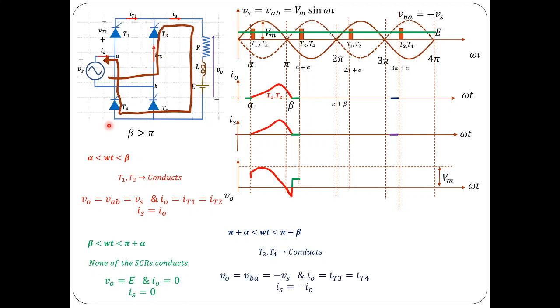So during this period, what is the voltage across the load? That is the same as VBA, right? You can apply KVL. T3 and T4 are conducting, so the voltage across them is 0. Applying KVL, the load voltage is the same as minus of the source voltage, that is VBA. The load current is equal to the T3 current, which is the same as the T4 current. The source current is opposite to the load current, so the source current is minus I naught during this period, as long as T3 and T4 are conducting.